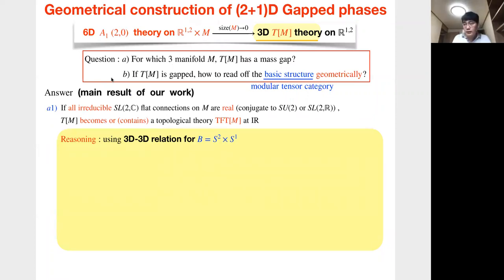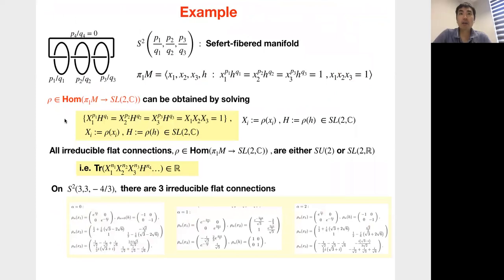Sorry, can you go back one slide? What are alpha 0, alpha 1, alpha 2 in your example? I just denoted the flat connection by alpha. There are 3 flat connections, and I call them alpha 0, alpha 1, and alpha 2 for this manifold case.